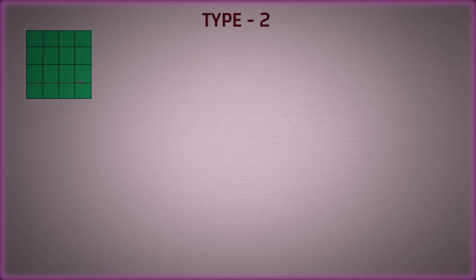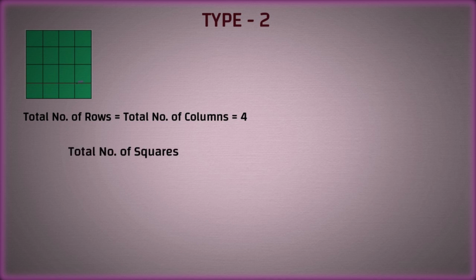Again, we write the total number of rows and columns in this figure. And we have the total number of rows and columns in this case equal to 4. We perform the same method as we did in previous case, that is rows into columns method. So by applying the rows into columns formula, we get 4 into 4 equal to 16, and then keep decreasing one row and one column simultaneously. We get 3 into 3 equal to 9, 2 into 2 equal to 4, and 1 into 1 equal to 1.